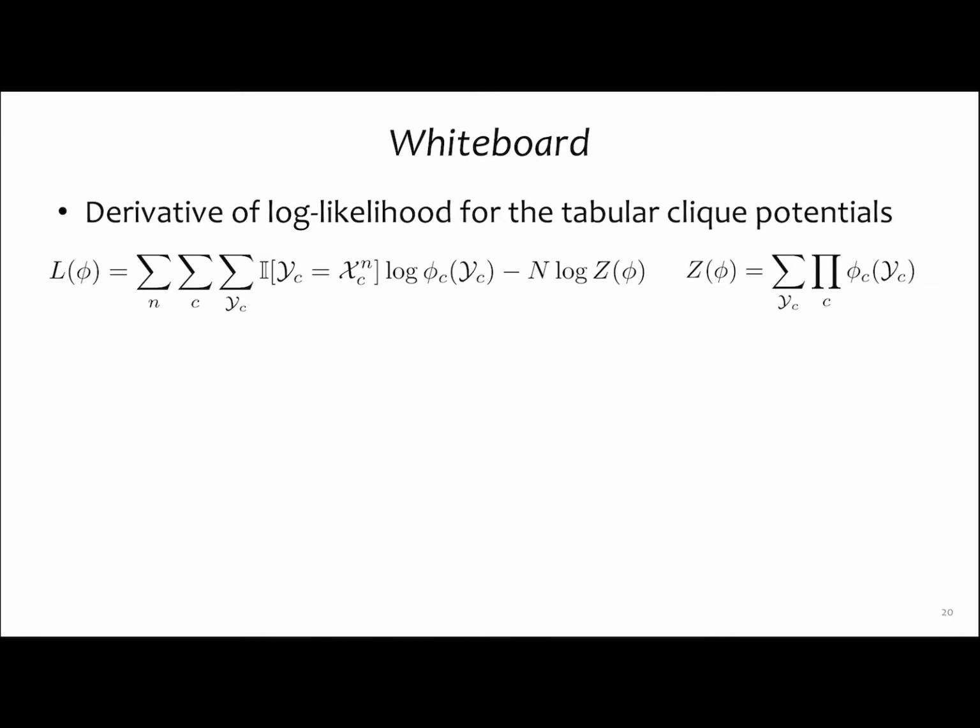Okay. Now, this is how our log likelihood looks. We have the loss function, which is the loss of the values of the cliques minus the log of the log partition number, and the log partition number was as before. There is no difference. So let's take a gradient of this.